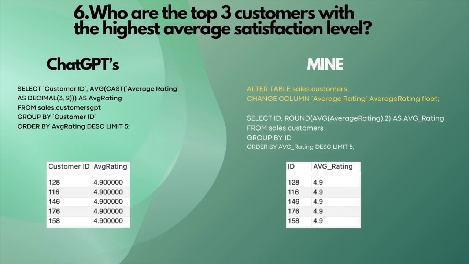We see again, we have altered the table, we changed the column names, while ChatGPT didn't, and we can see that we have nicer numbers, and it's pretty much the same data.